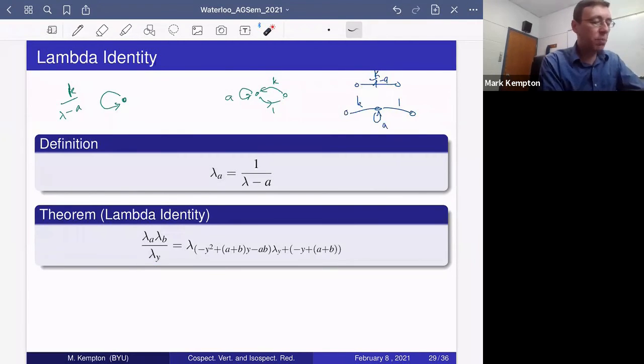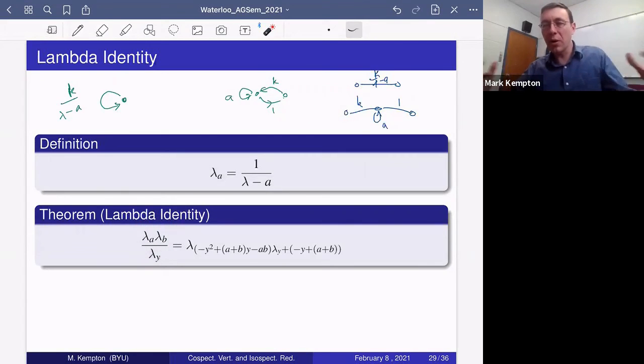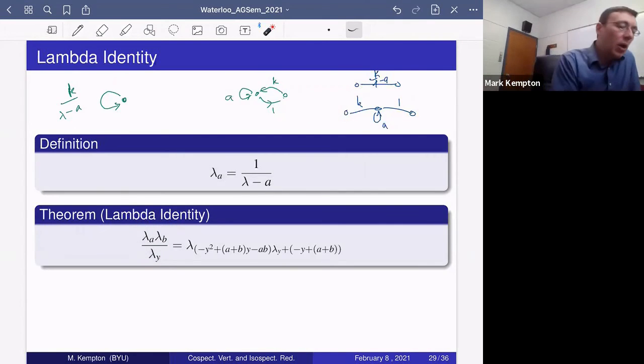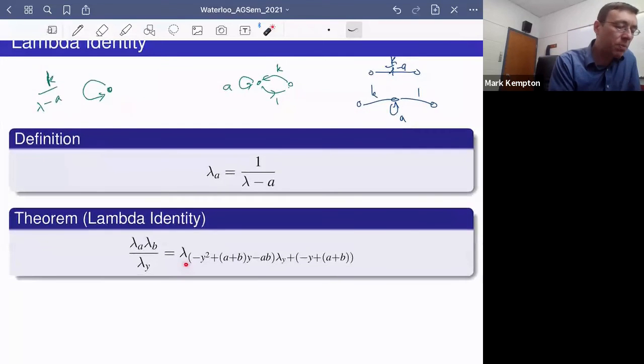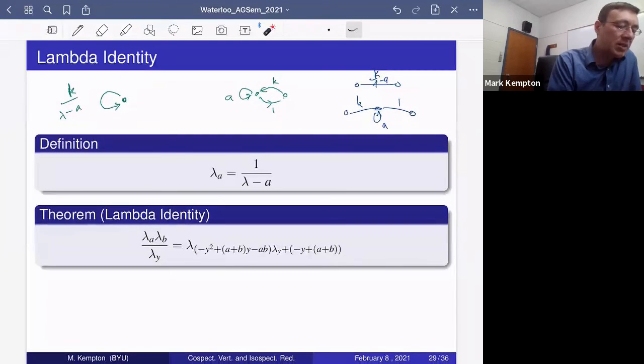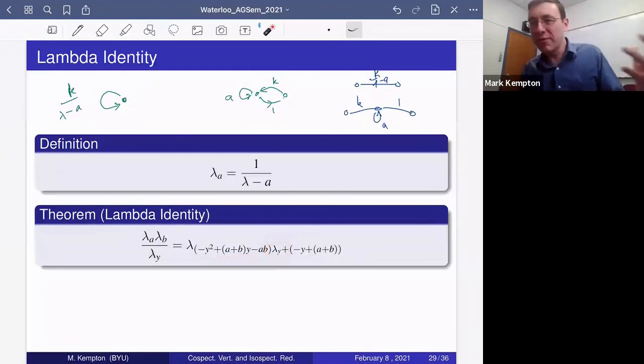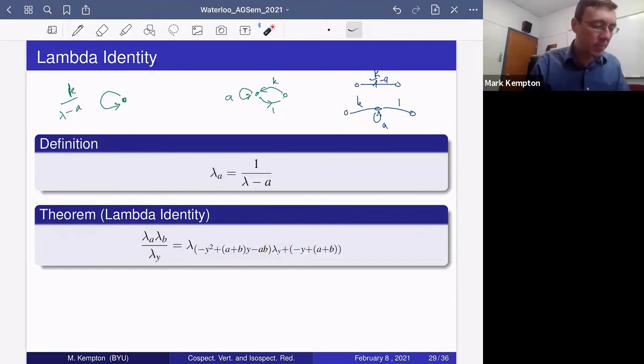So if I have this product of lambda functions divided by a lambda function, and this is the sort of thing that comes up really a lot when you're working with isospectral reductions, well, if you work through the algebra, it's a long computation, but it's straightforward to see that this can be expressed as one single lambda function that involves some constants and its own lambda function inside of that.